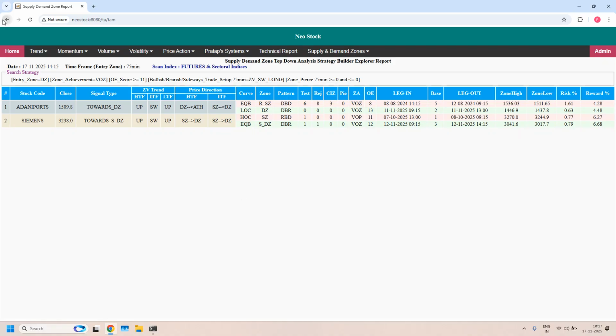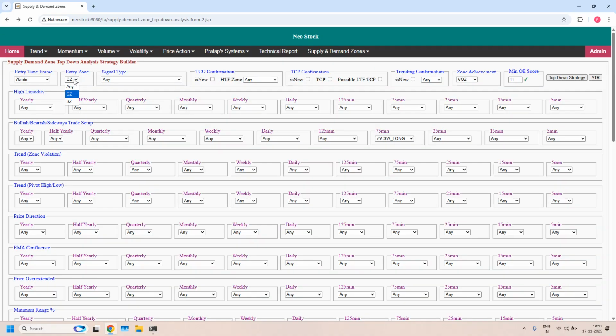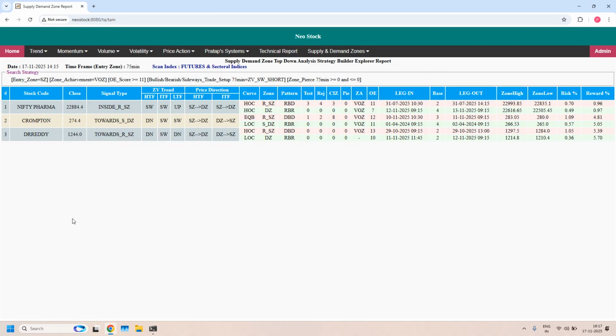Okay, next, sideways short trade setup for weekly income trade. Changes are 75 minutes supply zone and here sideways short. Let's filter. We got 3 stocks. Entry time frame zones are 75 minutes supply zone. You should plan trades in the 75 minutes supply zone only if less than 30.3 video checklist items are satisfied.